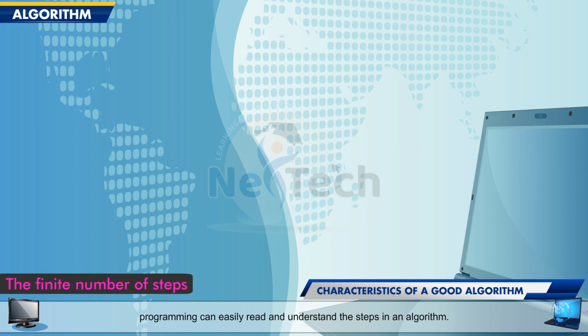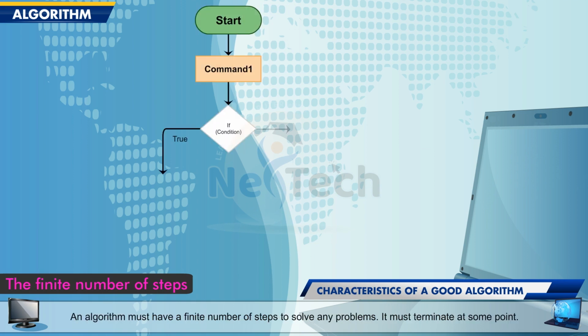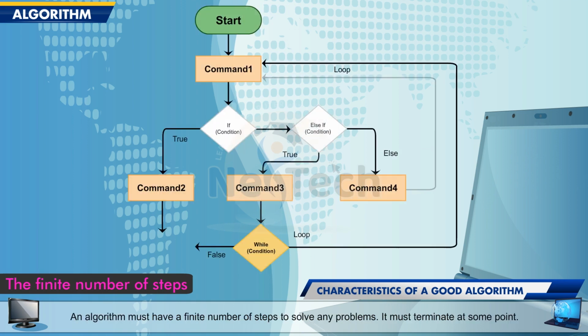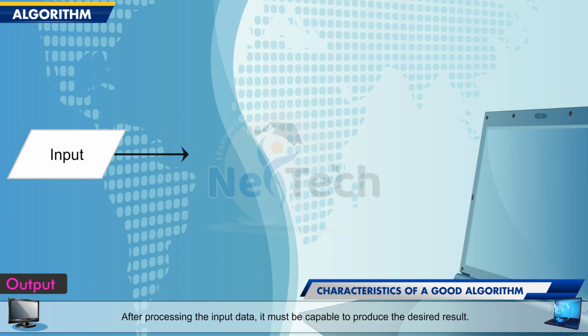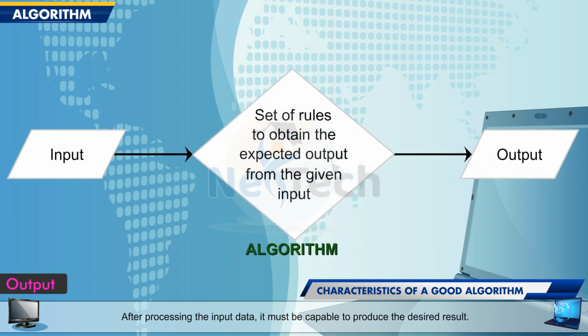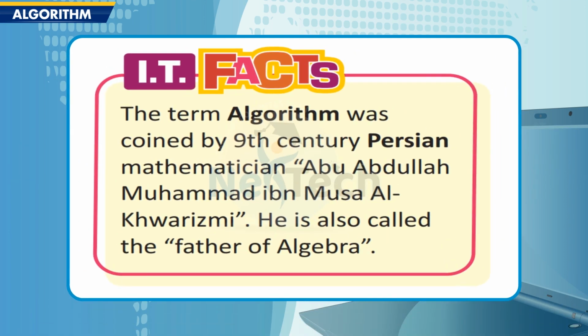The finite number of steps. An algorithm must have a finite number of steps to solve any problem. It must terminate at some point. Output. After processing the input data, it must be capable of producing the desired result. IT facts. The term algorithm was coined by 9th century Persian mathematician Abu Abdullah Muhammad ibn Musa al-Khwarizmi. He is also called the father of algebra.